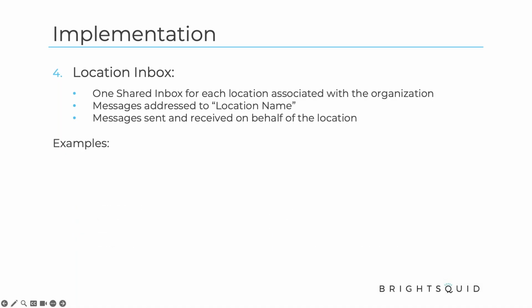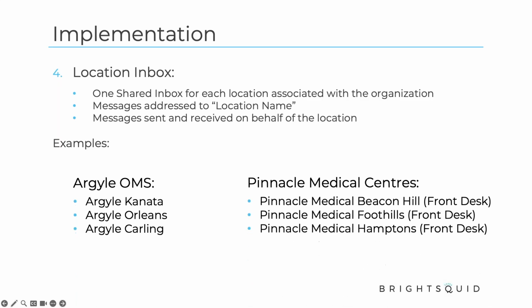And then also location inbox. So you could have a shared inbox for different locations. That can happen in the same way. So Argyle OMS, for example, has actually a few more locations than this, but they set it up like this. So Argyle, Canada, or Argyle, Orleans, whoever is in the location would log into that shared inbox, and they can switch, and Mark will show you how that works. Or you can even label it like front desk at this location, and Pinnacle also has different ones for identifying administrator or something like that if somebody had to address a specific concern to a person.